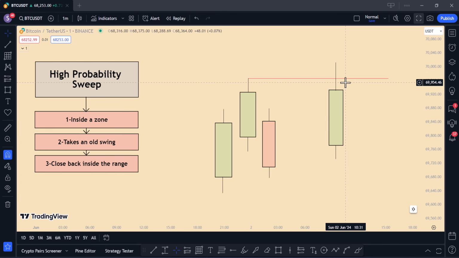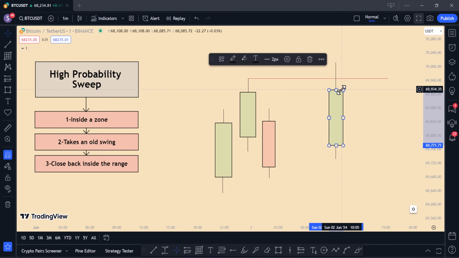A wick closure can indicate that this is only a sweep. Price couldn't close above this high right here. We only have a wick, right? So we have a rejection. This can also indicate that this is a high probability sweep and price will reverse, of course, paired up with other factors that we have mentioned. As you can see, this is a green candle.